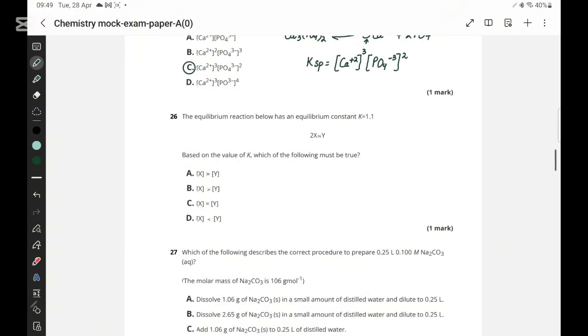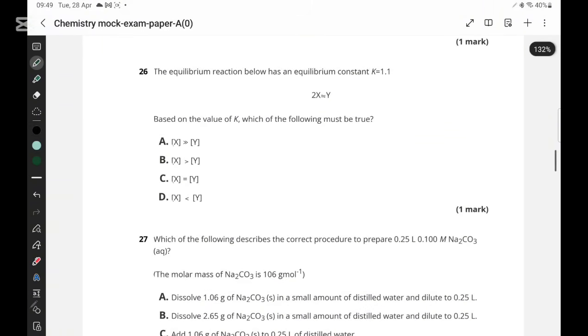So the equilibrium reaction below has an equilibrium constant K equal to 1.1. We know if the value of K is greater than 1, then there will be more product. Product is more, so the concentration of Y needs to be greater than that of X. So our answer is going to be D.